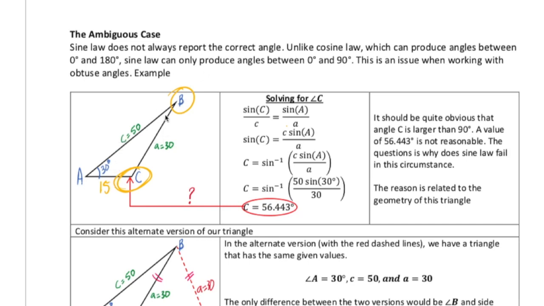Then if we were able to find B, we could just use the interior angles in a triangle, because we would know this, we know that, and then we could easily find that. So those are your two options.